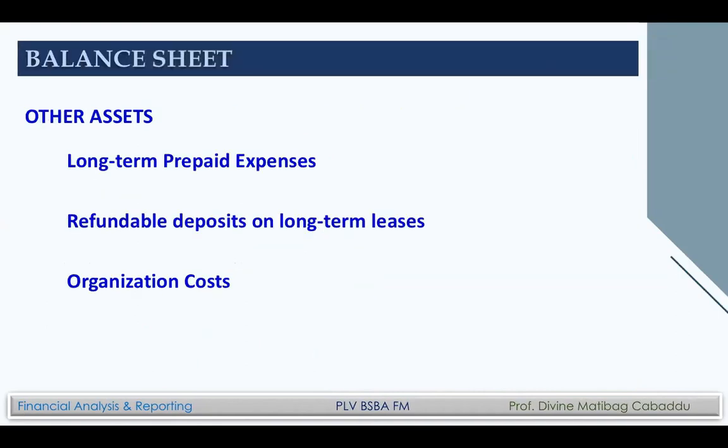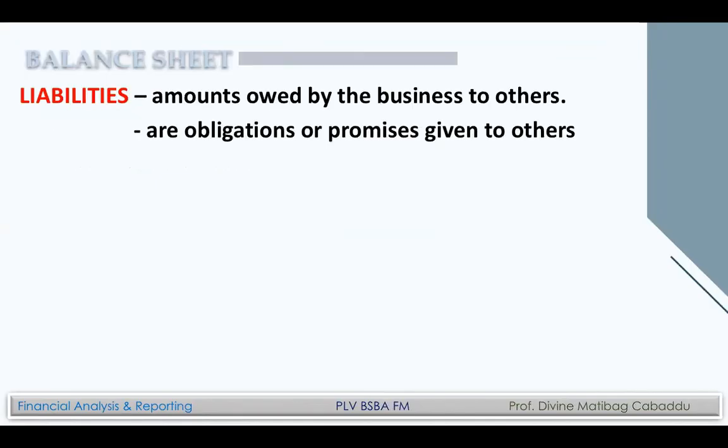Okay? Now, other assets naman, these are assets that cannot be classified as current assets or fixed assets. Okay? So mostly, these are long-term prepaid expenses, refundable deposits on long-term leases. For example, nag-release yung company nyo. So meron kayong mga deposits and organization costs. Okay, na nag-umpisa ang business, of course, meron yung mga organization costs na ina-amortize over the years. So that will be part of your other assets.